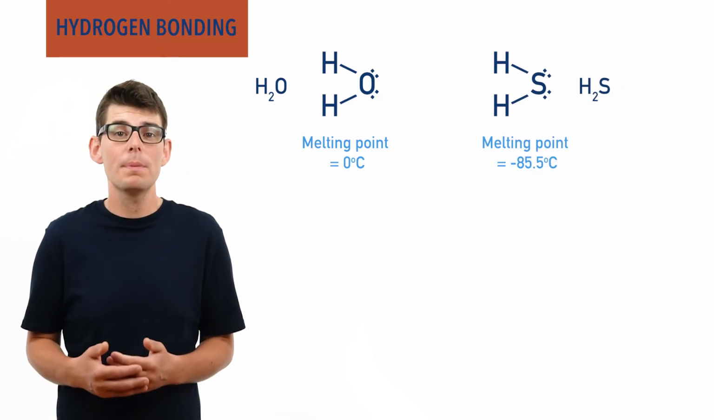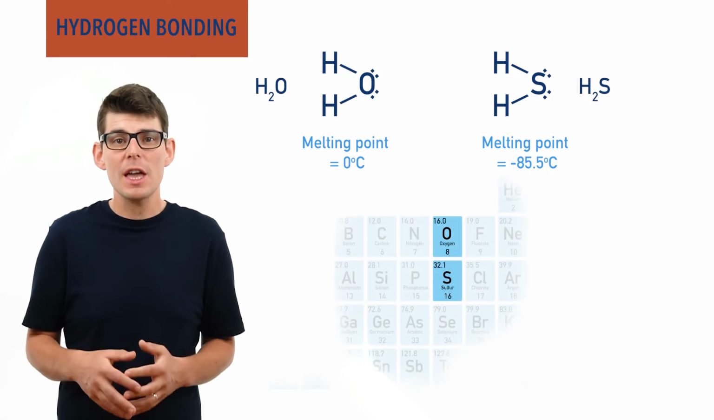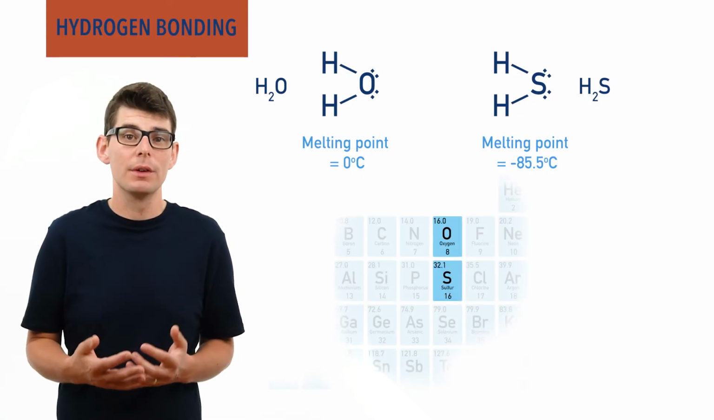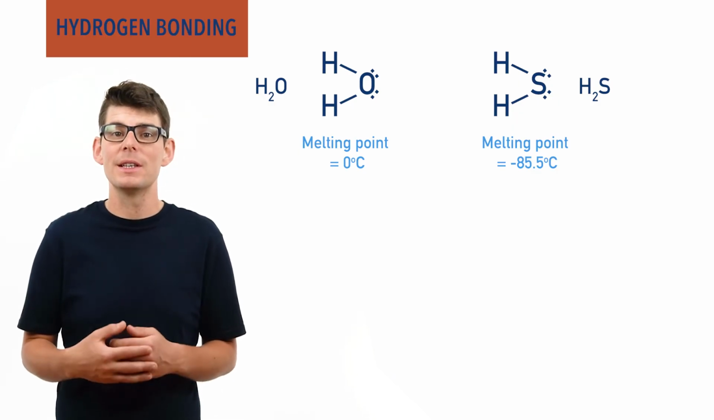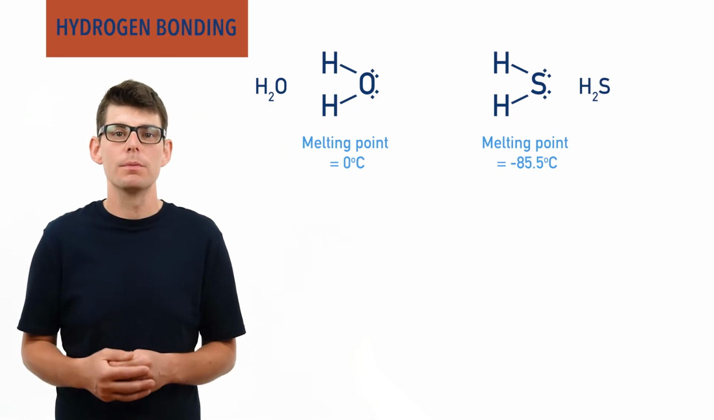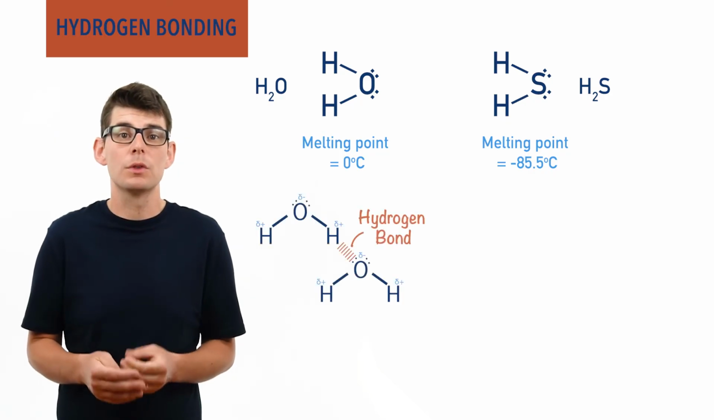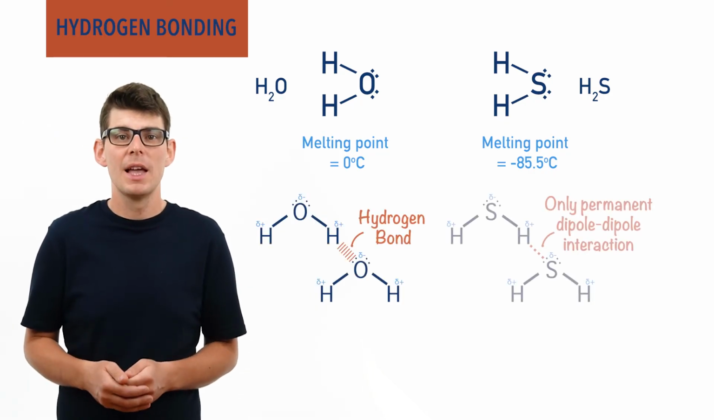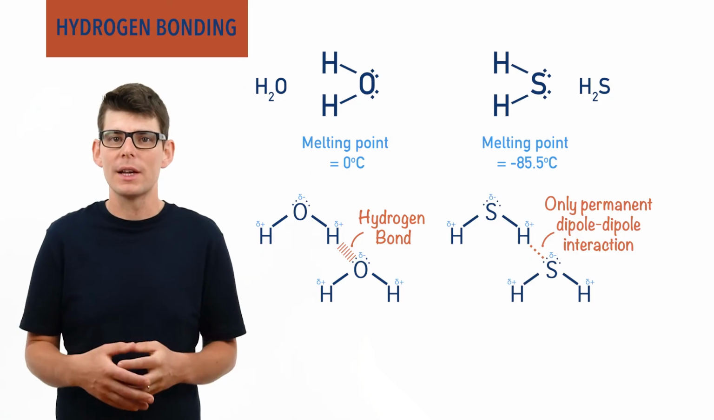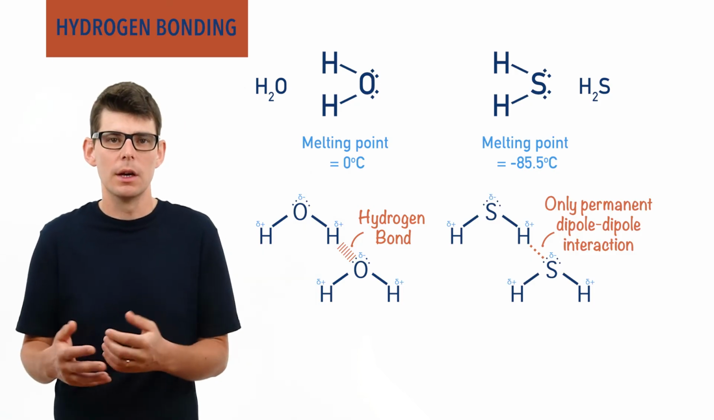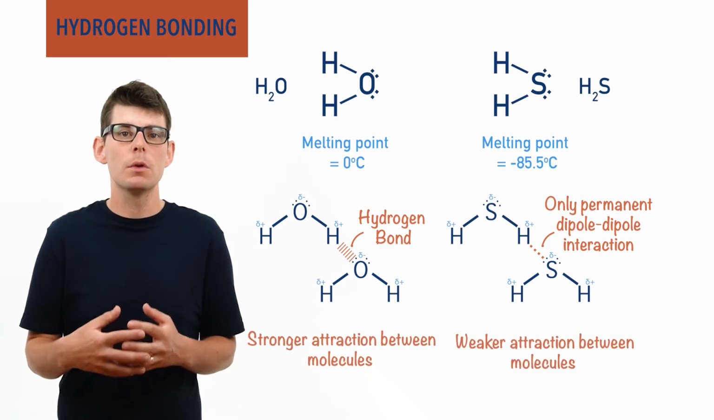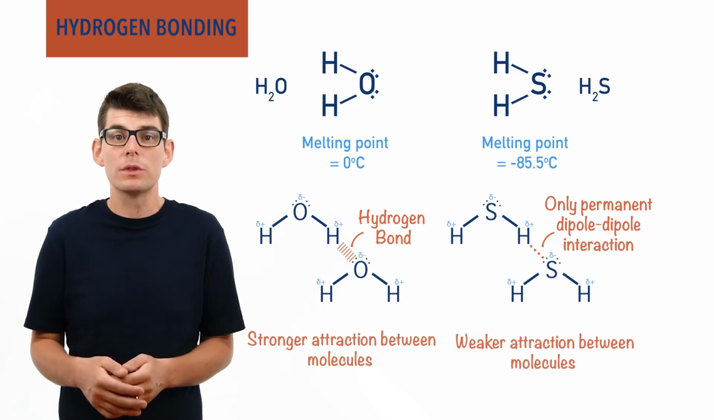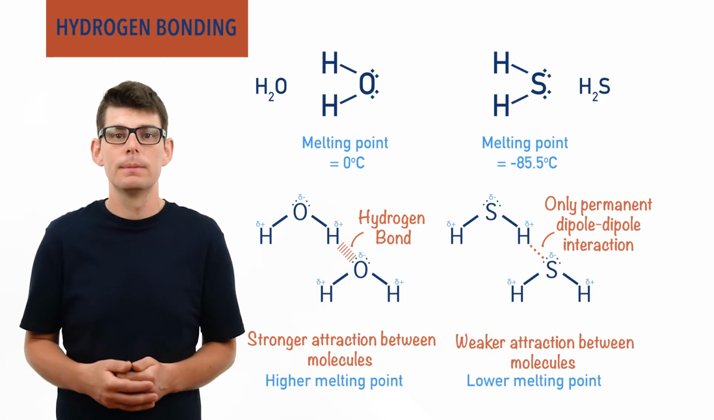Sulfur is only one period below oxygen, and the shape and structure of the two molecules are very similar. The huge relative difference in melting points is down to the ability of water to form hydrogen bonds. Hydrogen sulfide molecules are unable to. As the hydrogen bonds are stronger than standard dipole-dipole forces in the hydrogen sulfide, more energy is needed to overcome them to melt or boil the substance, giving water a higher melting and boiling point.